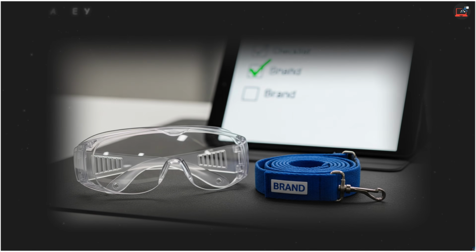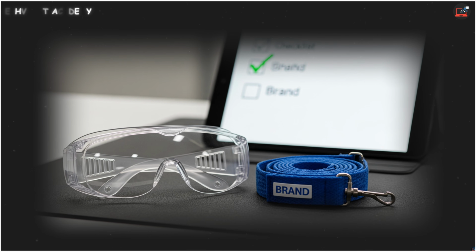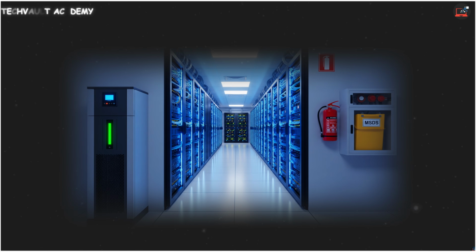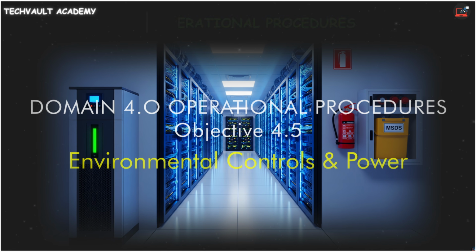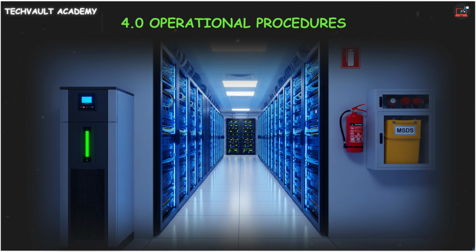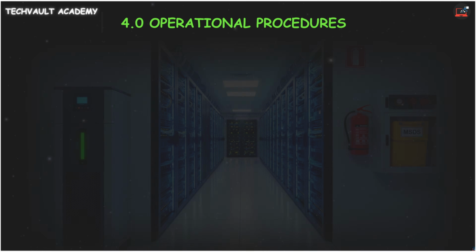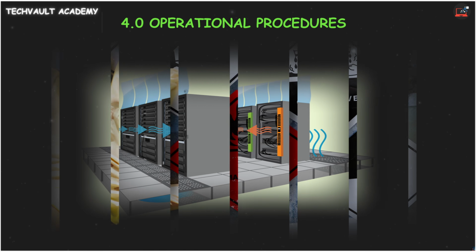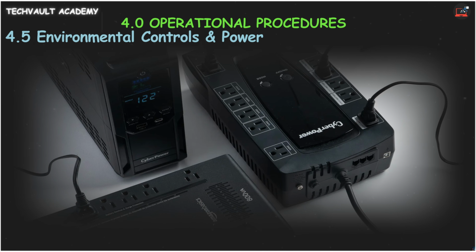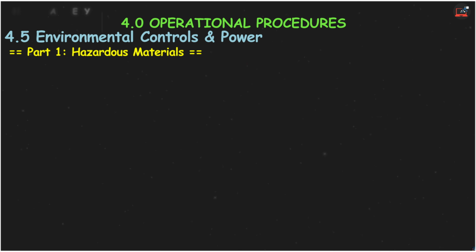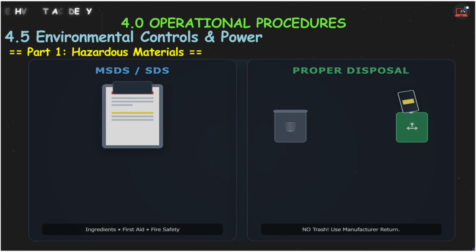We've covered safety procedures for people and equipment. Now we turn to the environment itself. Objective 4.5 is all about managing the space your IT equipment lives in, handling hazardous materials, controlling the climate, and managing power. First, let's talk about the MSDS, or Material Safety Data Sheet.